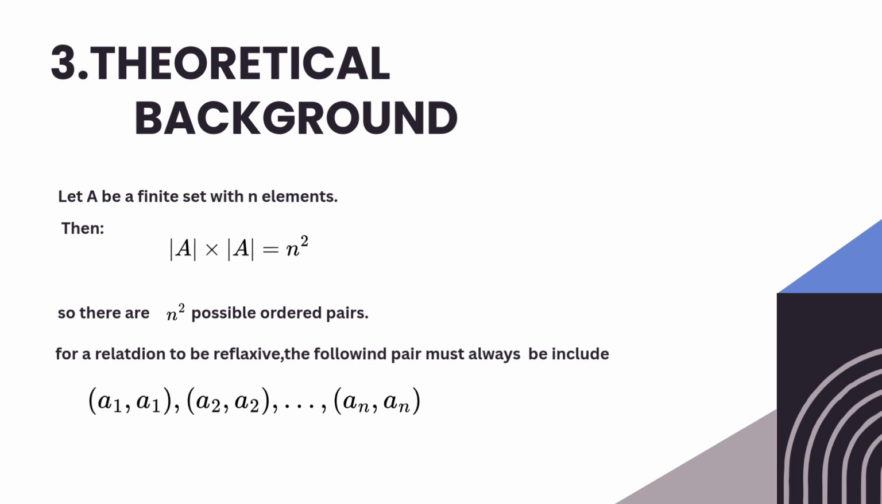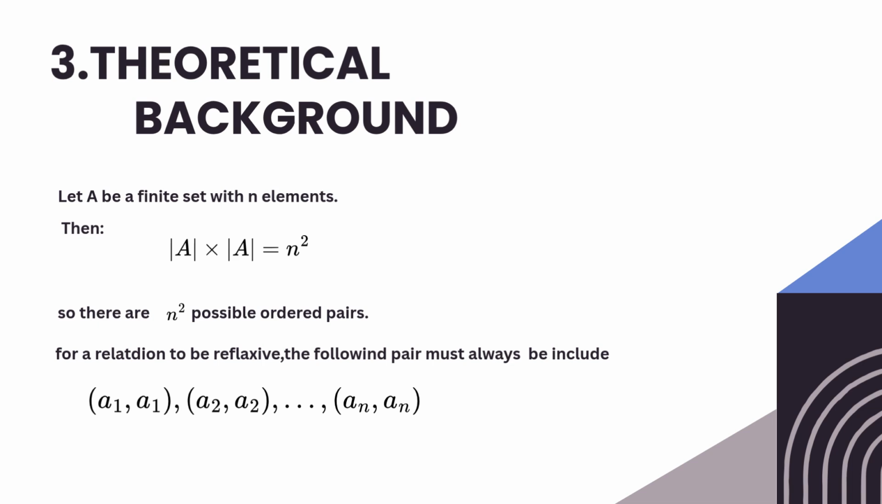Now each of these remaining pairs has two choices. It may be included in the relation or it may be excluded. Since each of the n squared minus n pairs has two possible choices, the total number of reflexive relations becomes 2 to the power n squared minus n. So this is the formula for determining the number of reflexive relations on a finite set.